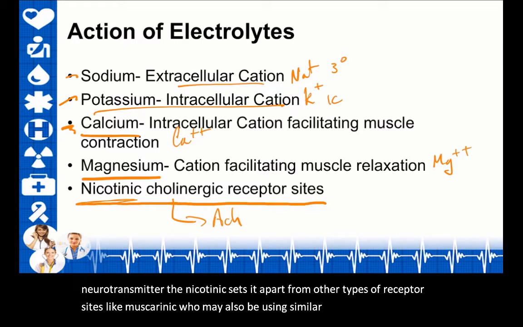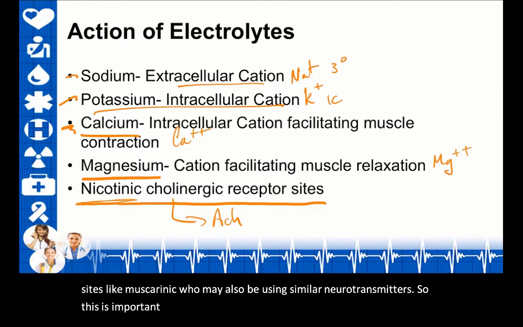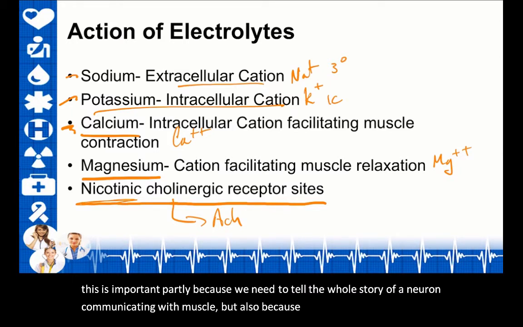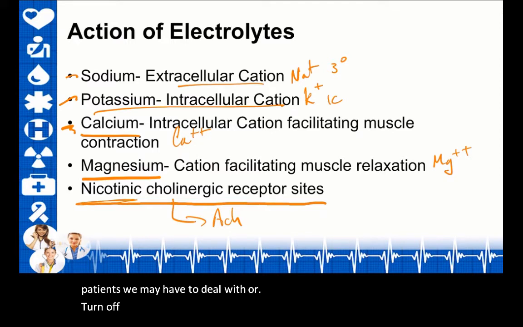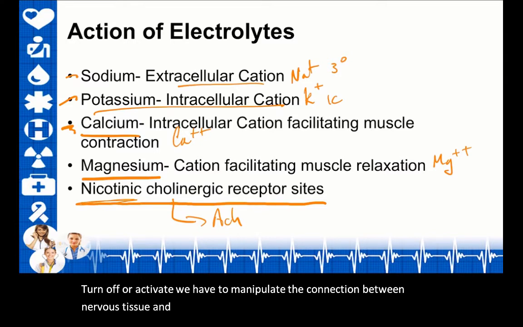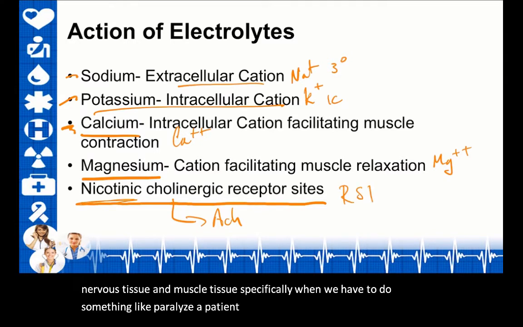So this is important partly because we need to tell the whole story of a neuron communicating with muscle, but also because when we're working with patients, we may have to turn off or activate, we may have to manipulate the connection between nervous tissue and muscle tissue, specifically when we have to do something like paralyze a patient during rapid sequence induction.